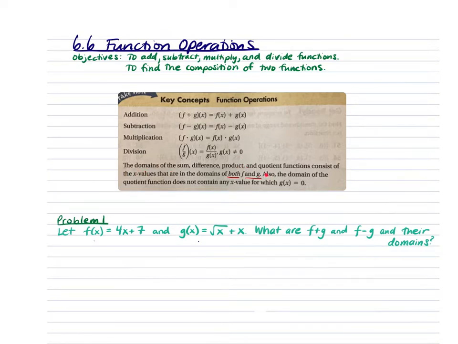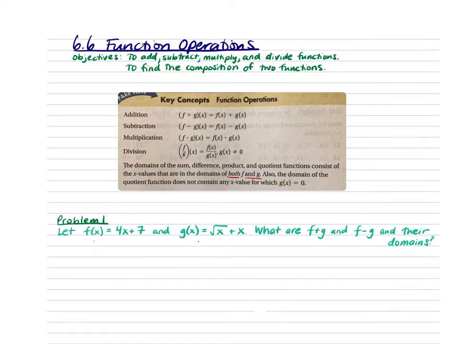That's what this is saying. The domain of the sum consists of x values that are in the domain of both f and g. So whatever the domains of f and g are, that's where you start. And then the domain of the finished one can't have values that aren't in the domain of f and g, and the quotient function also can't have any values that make g of x 0, so that will affect the domain as well.